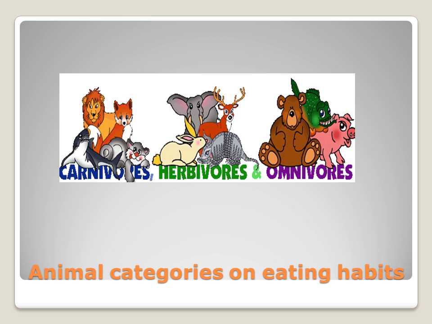Now, animal categories based on eating habits. Carnivores, herbivores and omnivores are the three categories. Carnivores are the animals which eat flesh, like lion. Herbivores are the animals which eat plants, for example elephant, and omnivores are the animals which eat plants as well as animals, for example man.